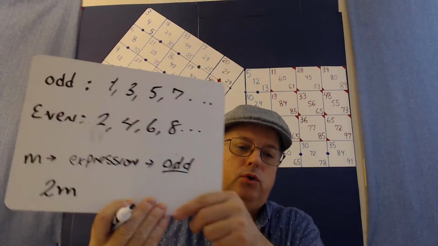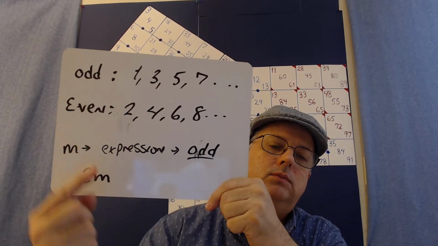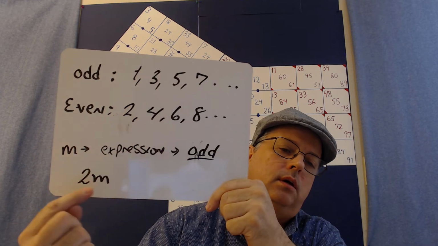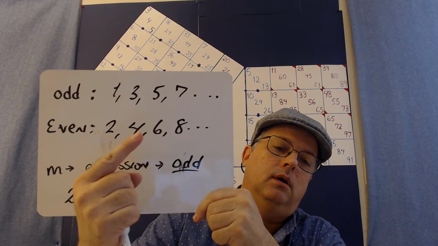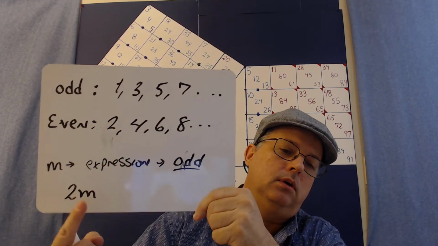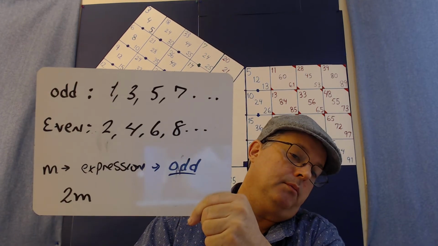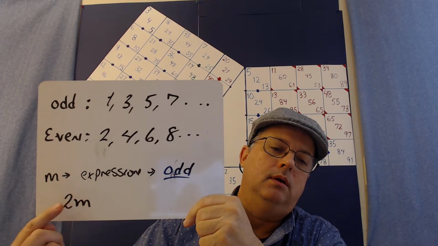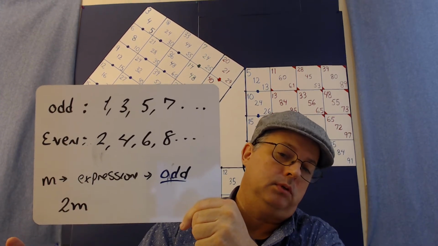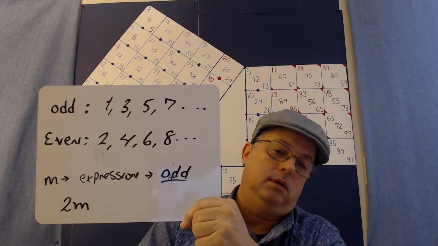Well, if we take m and we double it and say we have 2m, well, 2m will always be an even number. So if m is 3, then 2 times 3 is 6, so you've got an even number. And if m is 8, well, 2 times 8 is 16, so you've got an even number. So a way to guarantee that your expression will always be even is to, of course, multiply it by 2, and that's what it means to be even, that it's a multiple of 2.